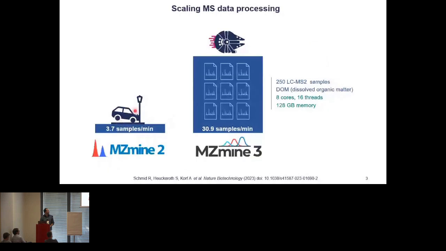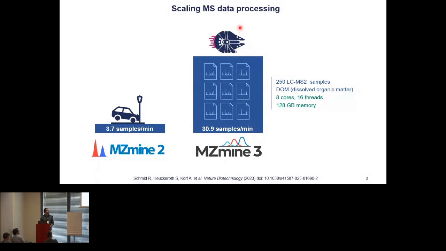Here you can see a little chart of how much faster MZmine 3 is compared to MZmine 2. But also in the paper, we demonstrate how we can process large data sets of hundreds to thousands of samples. We actually show 8,000 samples processed on a regular PC in about 40 minutes. So the performance has increased significantly.